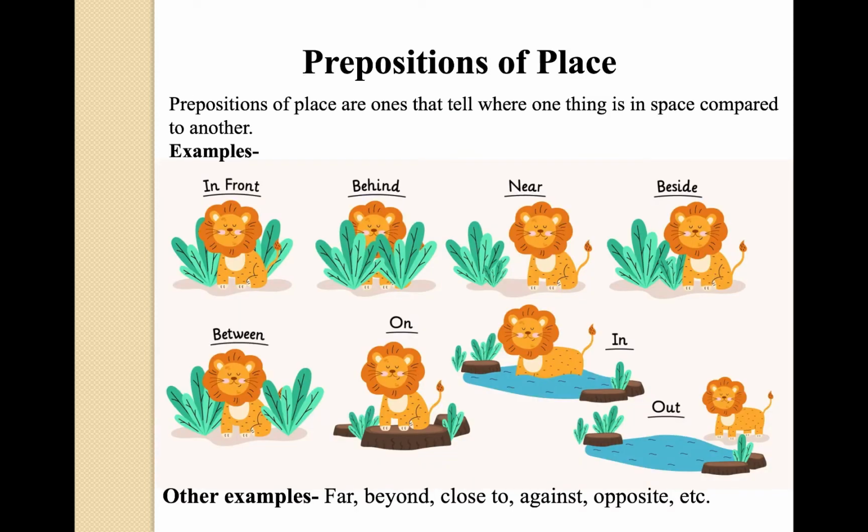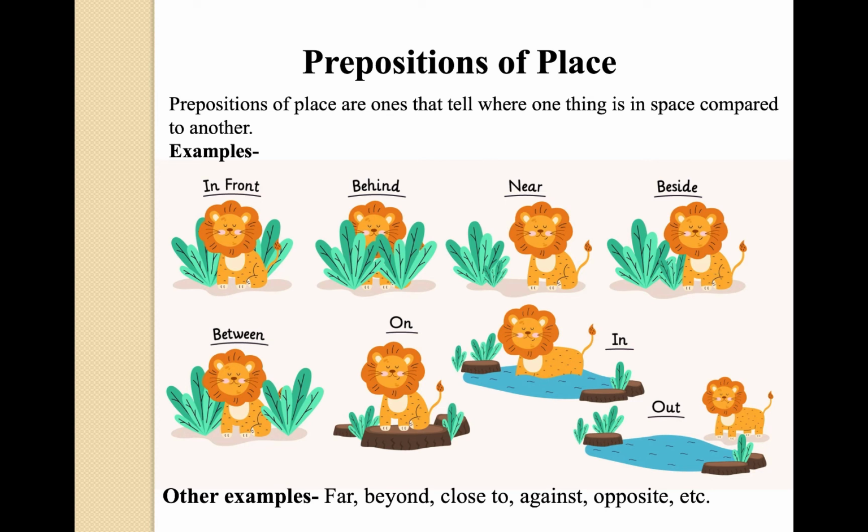As the name suggests, the prepositions of place tell us about the place or location of an object with respect to another. The examples given in the picture are all prepositions of place. Let us go over them one by one. The first example is "in front". Here you can see the lion is in front of the bush.